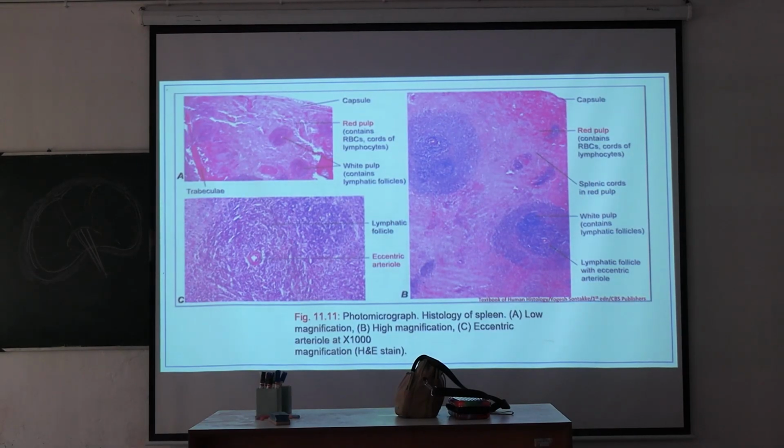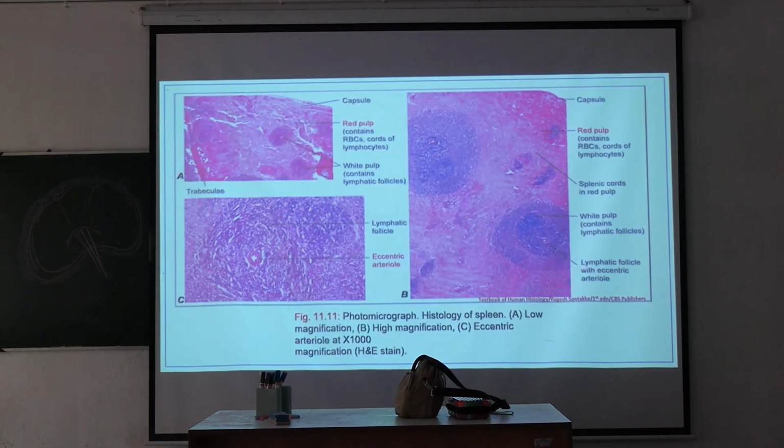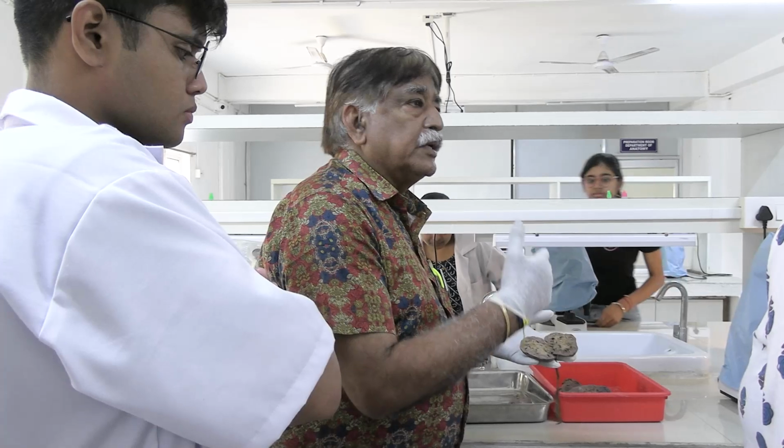Now in higher magnification, this is the photomicrograph, that is the illustration. Now you can see the red pulp and white pulp here. Red pulp is here. See the eccentric arteriole in the lymphatic follicles, red pulp, splenic cords and white pulp. Each thing, and the gross specimen.